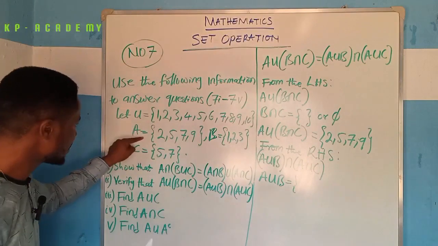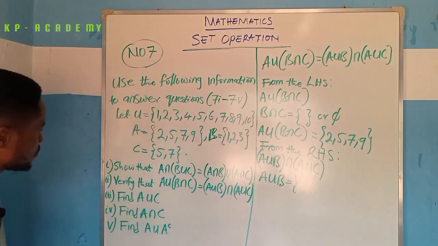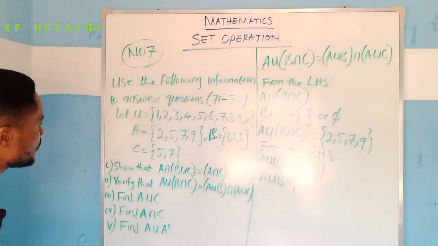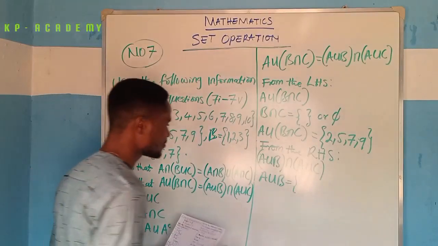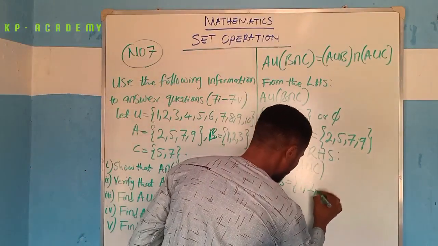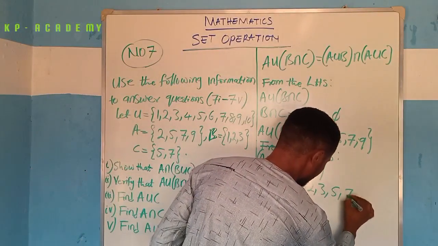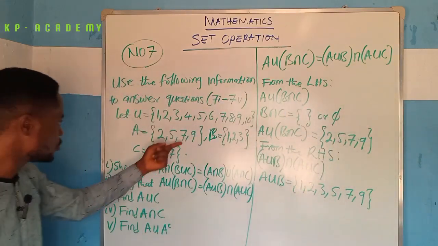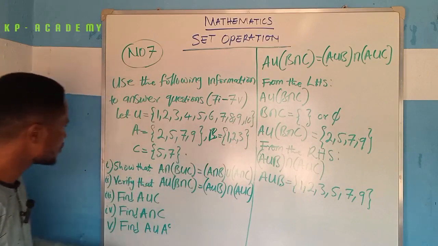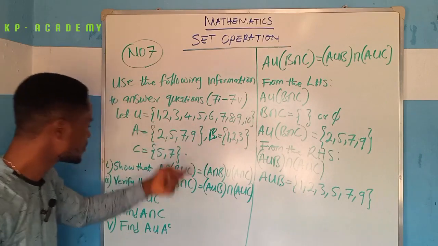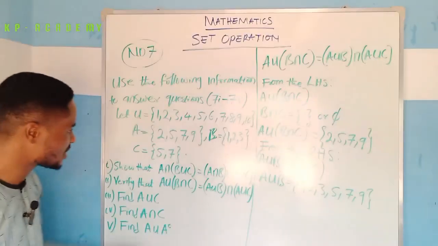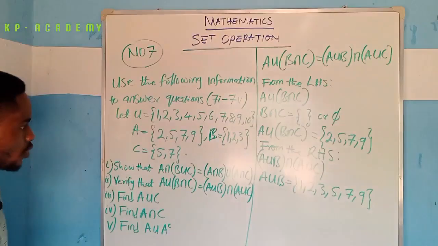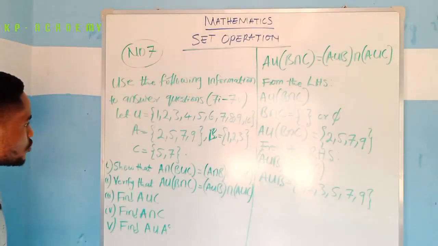So this is set A, this is set B. So the union of these two sets is actually going to be 1, 2, 3, 5, 7, 9. Please confirm. The union of two sets is nothing but write out all the elements that are in these two sets, but do not repeat any one that occurred twice. So we have 1, 2, 3, 5, 7, 9.